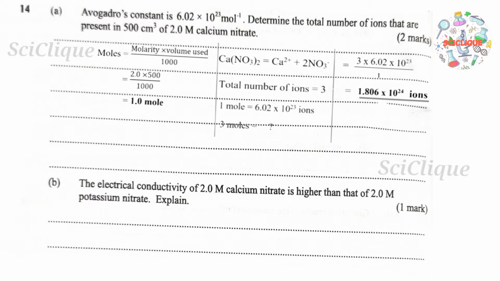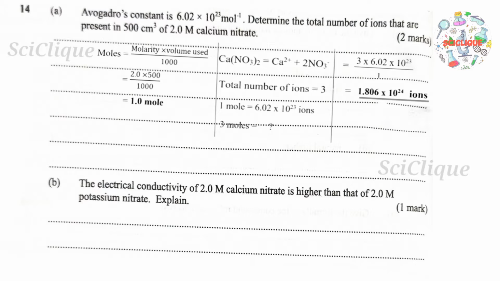Now, in case you're wondering why we need to find the number of moles, just remember that Avogadro's constant refers to the number of particles present in 1 mole of a substance. Particles may refer to atoms, molecules, or ions. In this case, of course, it's the ions we're after.